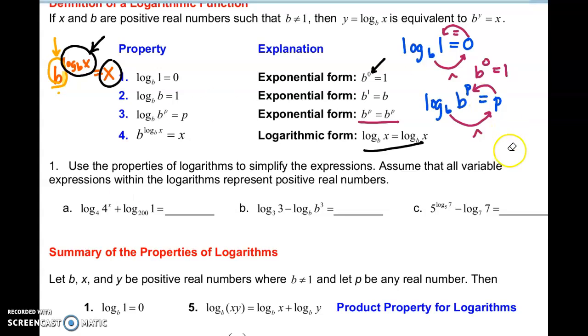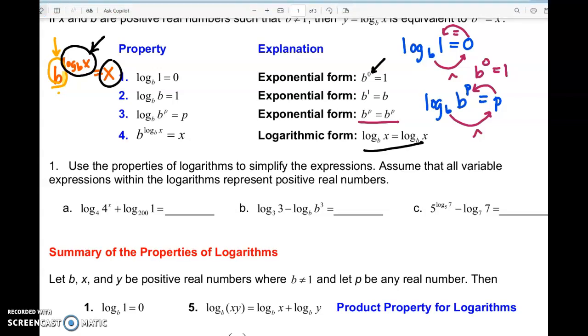It says use the properties of logarithms to simplify the expressions. Assume that all variable expressions within logarithms represent positive real numbers, because we know that the argument in a logarithm has to be a positive real number, has to be greater than 0. The argument is this portion here.